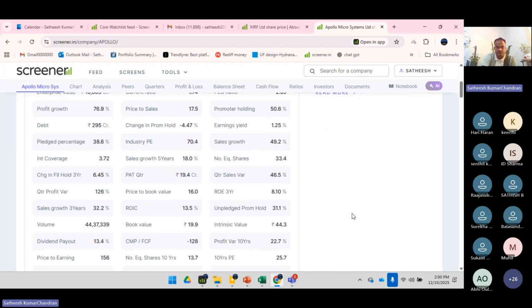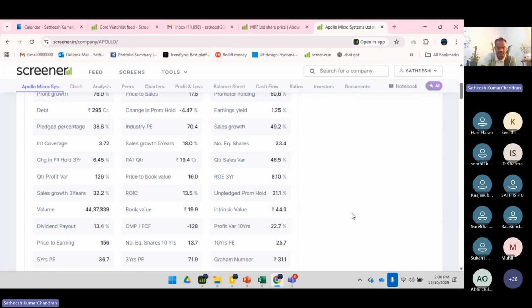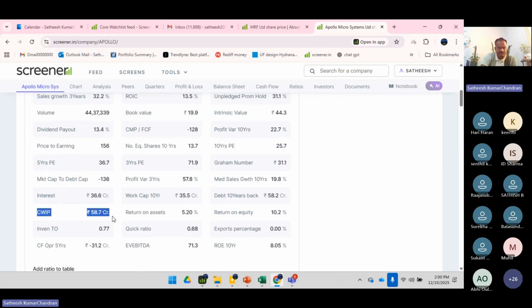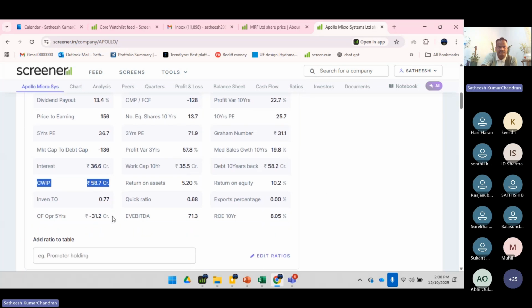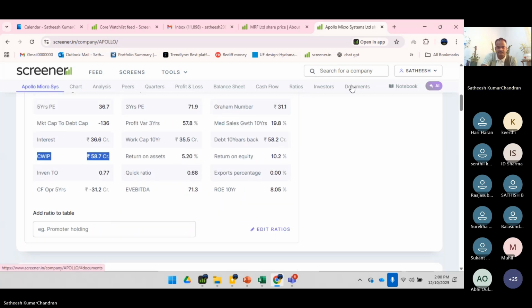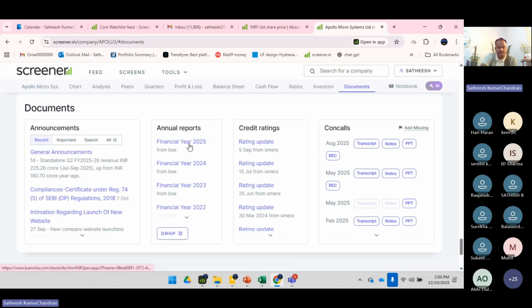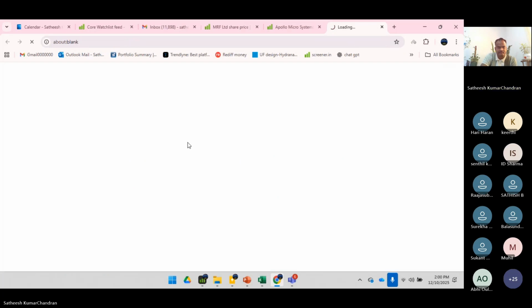What about future growth potential? We will see CWIP. Capital work in progress is 58 crores only. What is this 58 crores being used for? That we have to see in the annual reports, in the documents. Financial year 2025, we have to open.